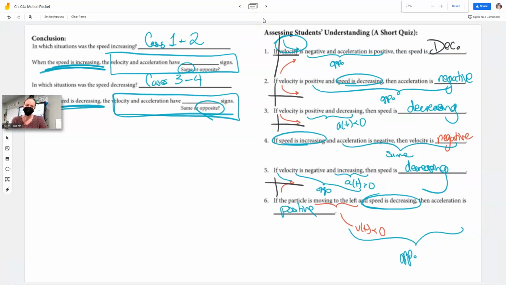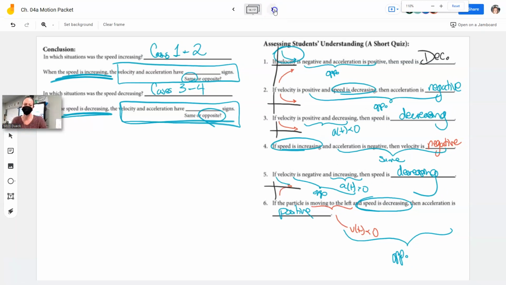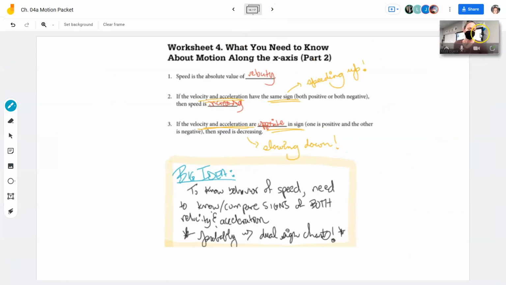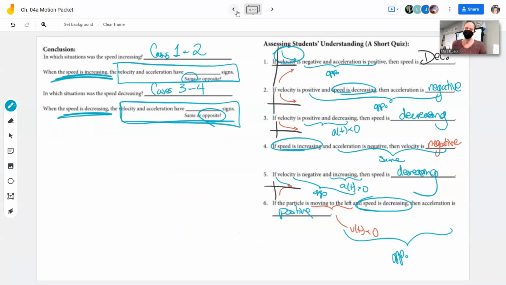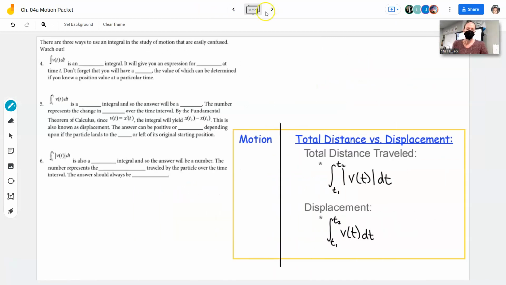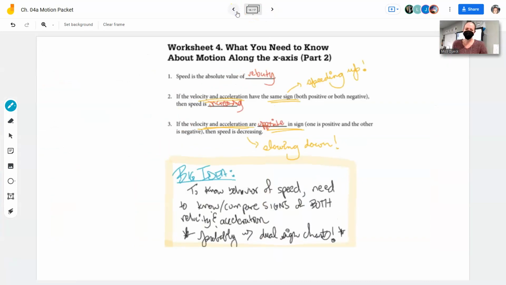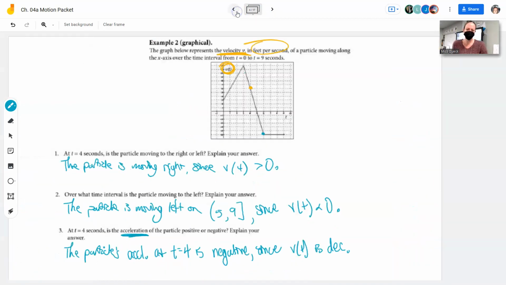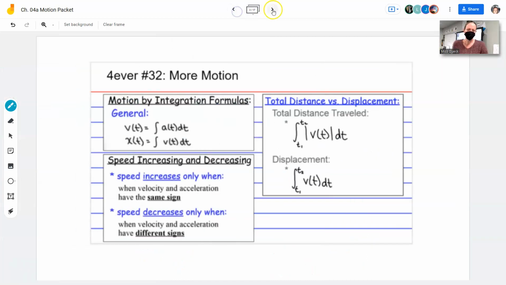Good job, guys. That's technically what we were supposed to start class with, the motion packet. Even though that wasn't officially in the packet, just to see if you truly understood that idea of speeding up and slowing down. We do have quite a few of these ideas in that more motion card, which for us is number 37. I know back in the day it was different, but for us it's 37 because we waited until we did a lot more integration to where we could actually solve things by hand.